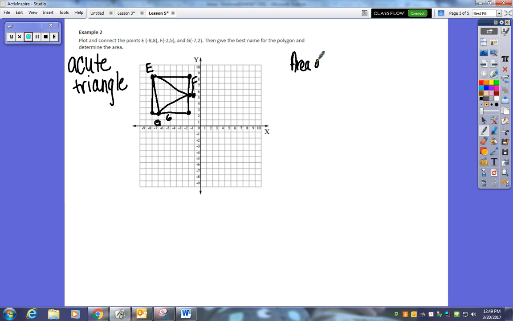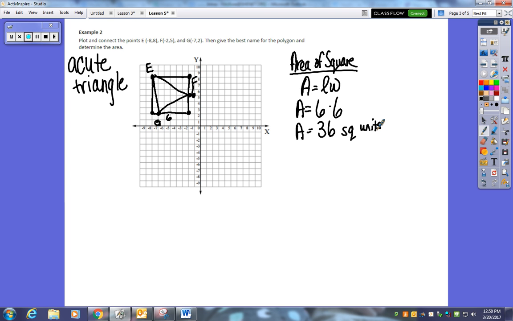So I'm going to do the area of the square first. And that is length times width. So I do 6 times 6 and get an area of 36 square units.